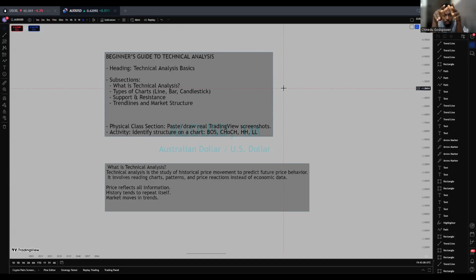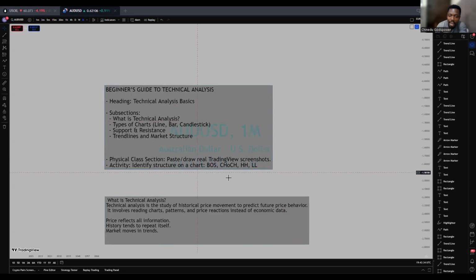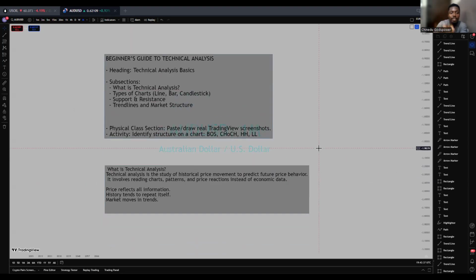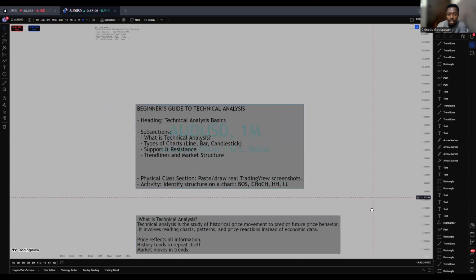The activity you're going to do for me is to identify structure on a chart: break of structure, change of character, higher highs and higher lows, based on what I've taught you now. I know we've not done much, but the way they always teach in Nigeria, you teach them AP, then you give them an assignment on how to find G equals B. So that's what I'm giving to you guys right now. You're going to find out where the higher highs and higher lows are on your TradingView chart, like the VN I sent earlier.